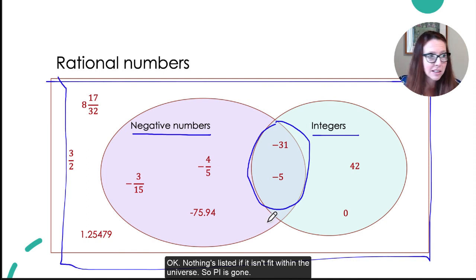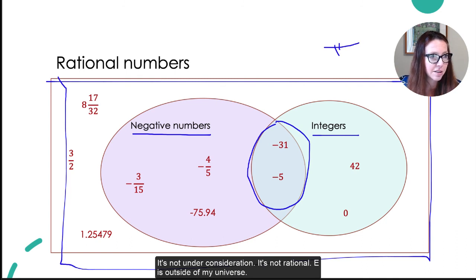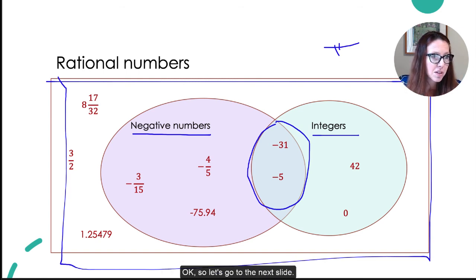So pi is out here. Whoops, wrong screen. Pi is out here. It's not under consideration. It's not rational. E is outside of my universe. Okay. So let's go to the next slide.